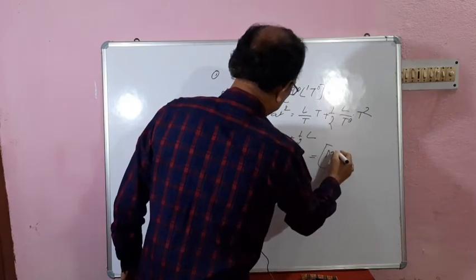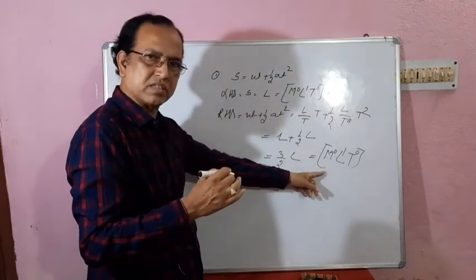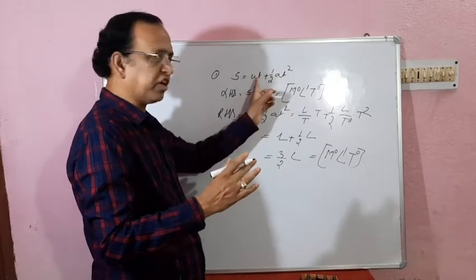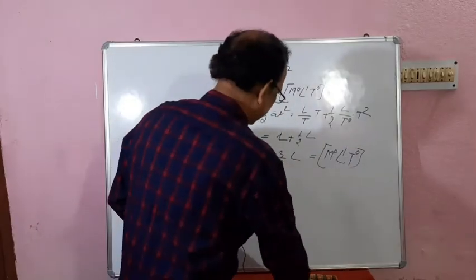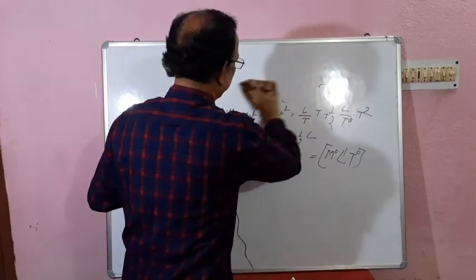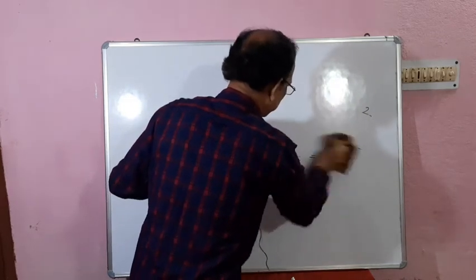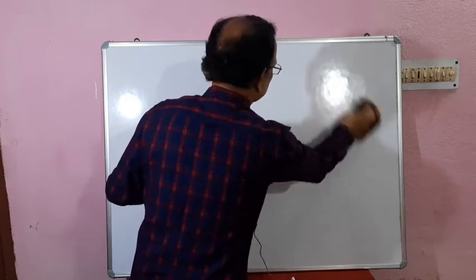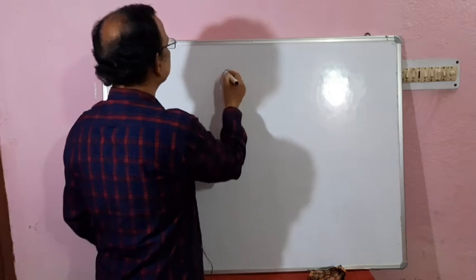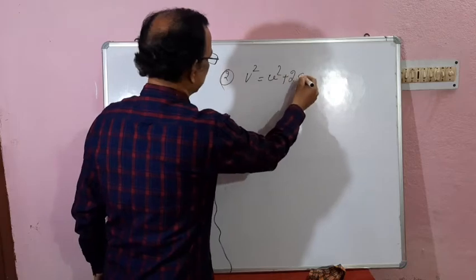So M0 L1 T0, LHS is equal to RHS. Okay, so that is proof. This equation is correct. Next is v square is equal to u square plus 2as.